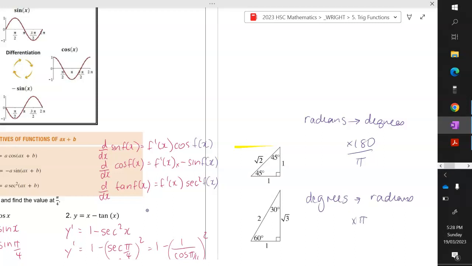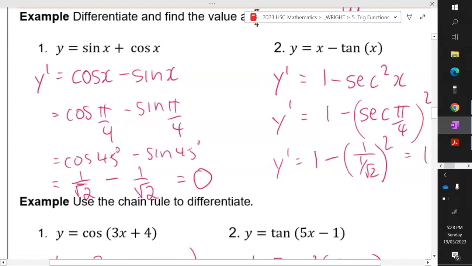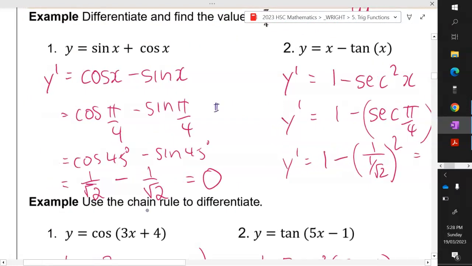We're going to multiply by pi on 180. So all I did was multiply my pi on 4 by 180 on pi. My pi's cancel out. I've got 180 on 4, which works out to be 45 degrees. So that's where the 45 degrees comes from.